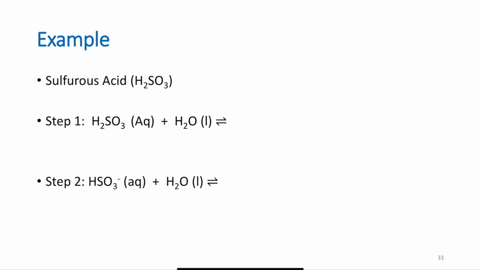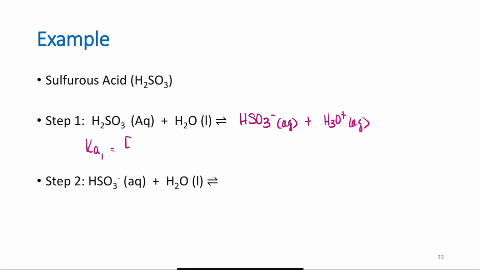Sulfurous acid, H2SO3. Step 1, we've got H2SO3 reacting with water, and in step 1, it's going to lose one proton, forming HSO3 minus plus H3O plus. We call this Ka1 because it's the first one lost. Ka1 is equal to HSO3 minus times H3O plus divided by H2SO3. Based on the chart in the book, I don't know these values by heart, you would have to look them up, 1.7 times 10 to the minus 2 is the Ka1 value.